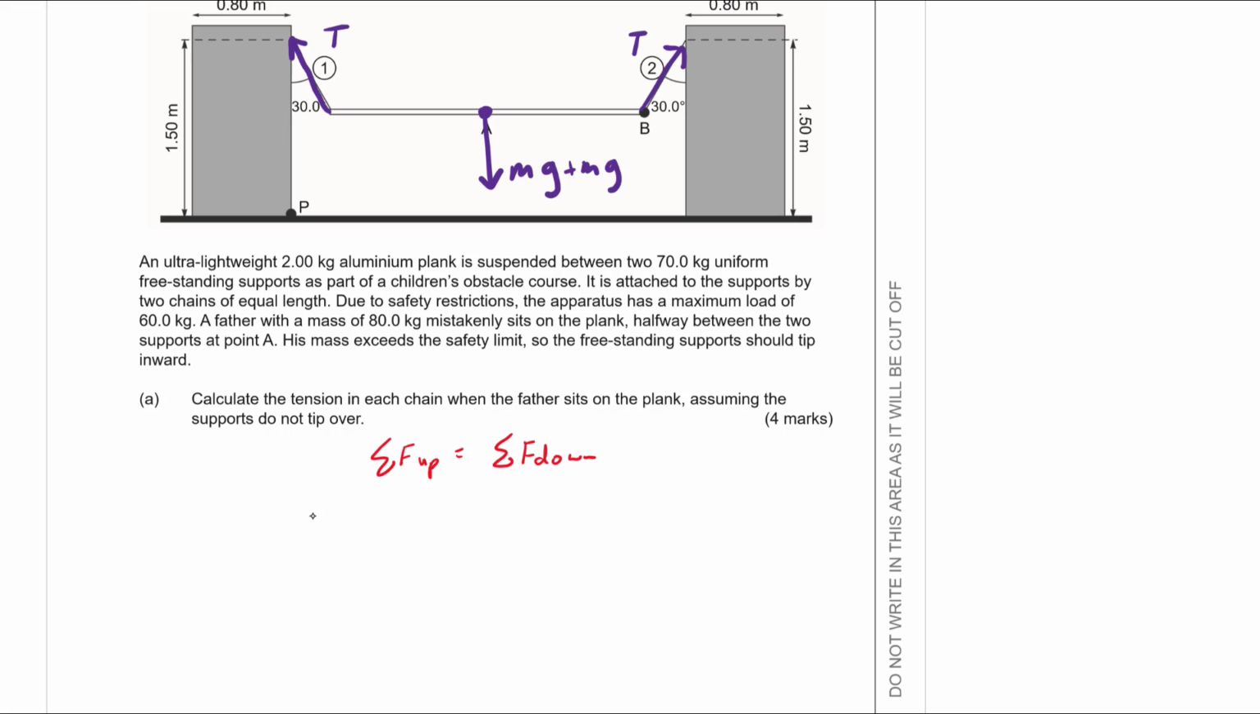So breaking that down, I'm going to have the tension from chain 1. Now notice that it's acting at an angle of 30 degrees. If I want to know what the vertical component of that force is, then that's going to be the cos of 30. So T1 cos 30, and one for the other side as well, T2 cos 30. And both of those will be handling the mass of the plank times g plus the mass of the father times g.